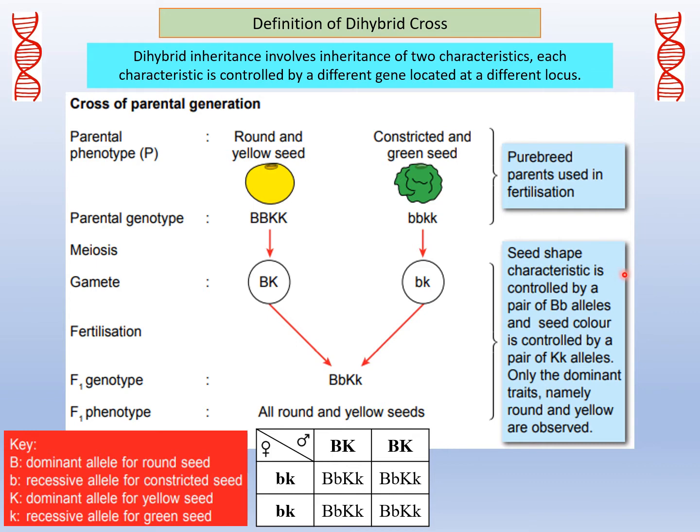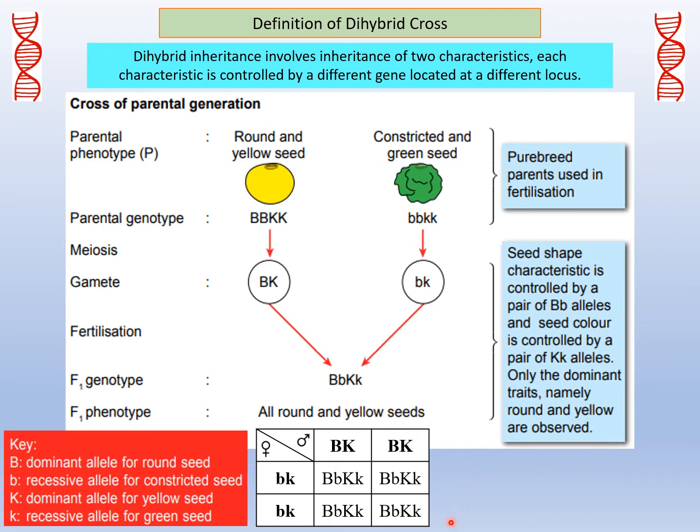So the seed shape characteristic is controlled by a pair of capital letter B and small letter b alleles, and seed color is controlled by a pair of capital letter K and small letter k alleles. Only the dominant traits, namely round and yellow, are observed.